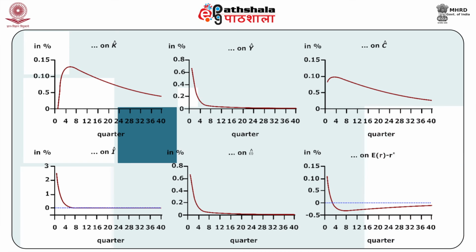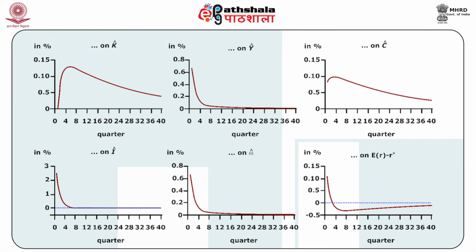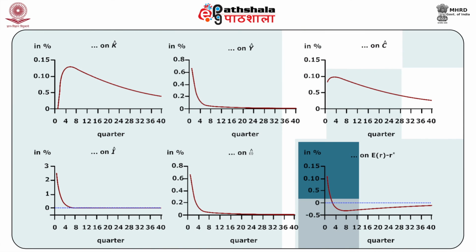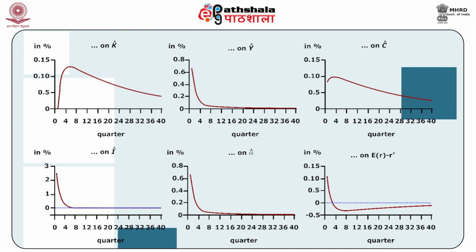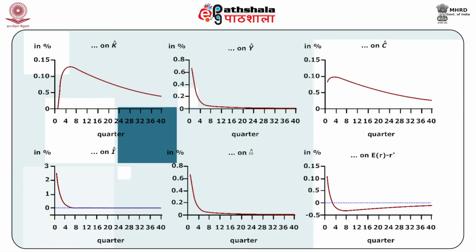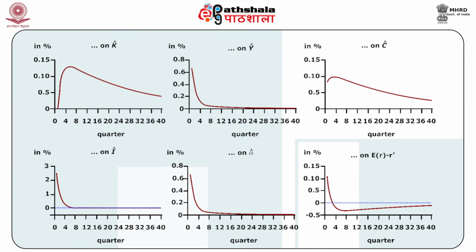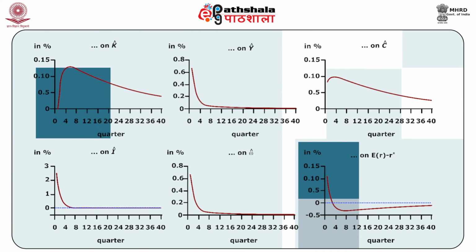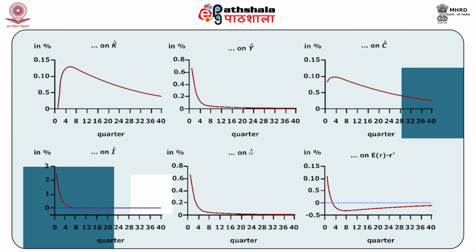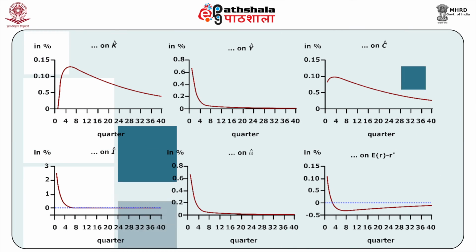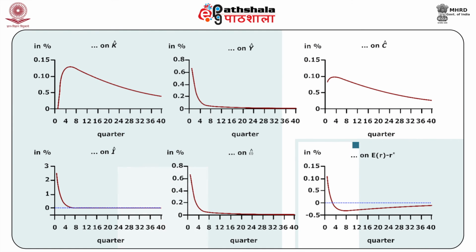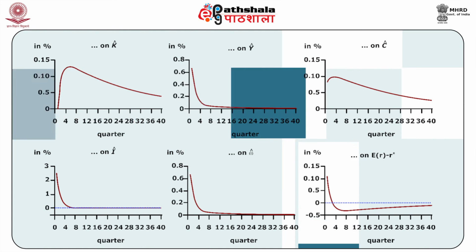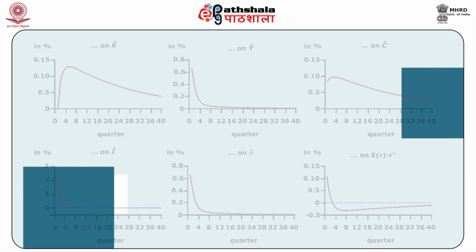The real wages W follow the time path of the income Y, while the expected rate of return is high as the economy experiences the technology shock. But as its effects fade out, the expected rate of interest falls and becomes negative after a few quarters. Eventually, all variables converge back to their steady state values.